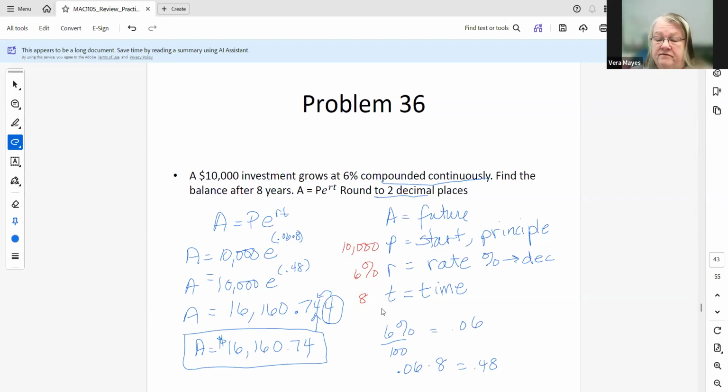I like to make this list of numbers, and then it makes it easier to go through the problem and see what they gave me. And they are based on just writing the formula down. And anytime you have something that's being compounded continuously, you are going to use this Pert formula.